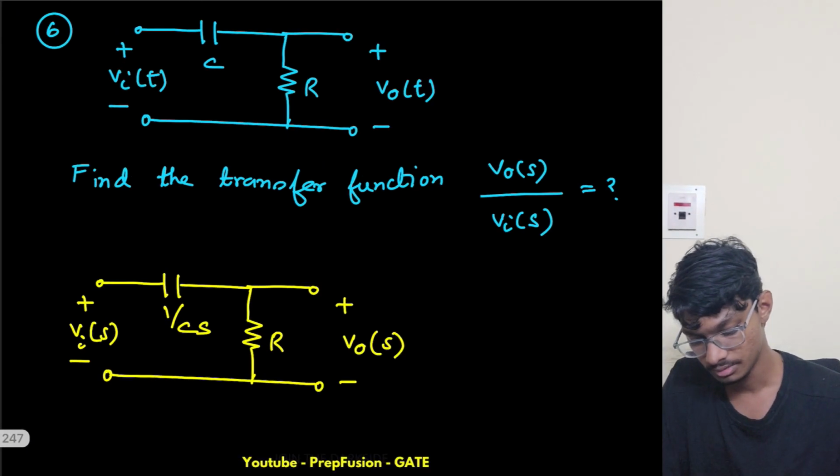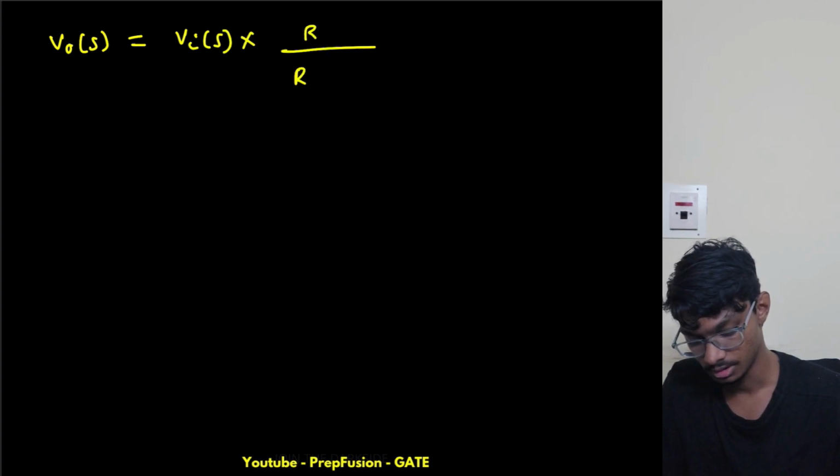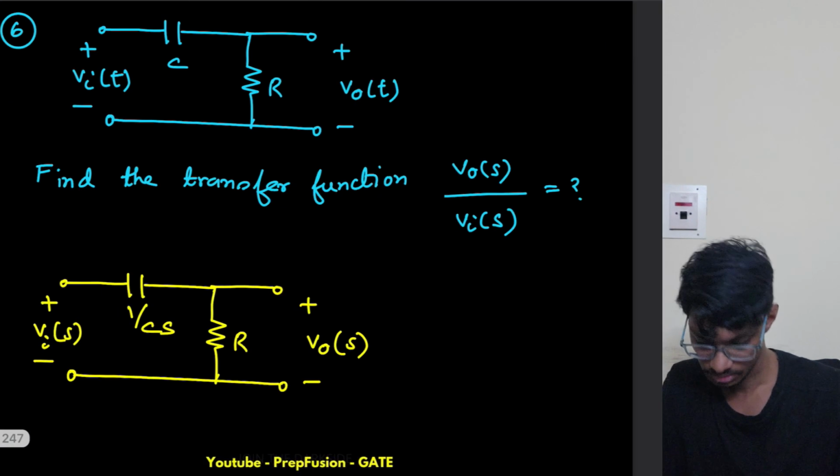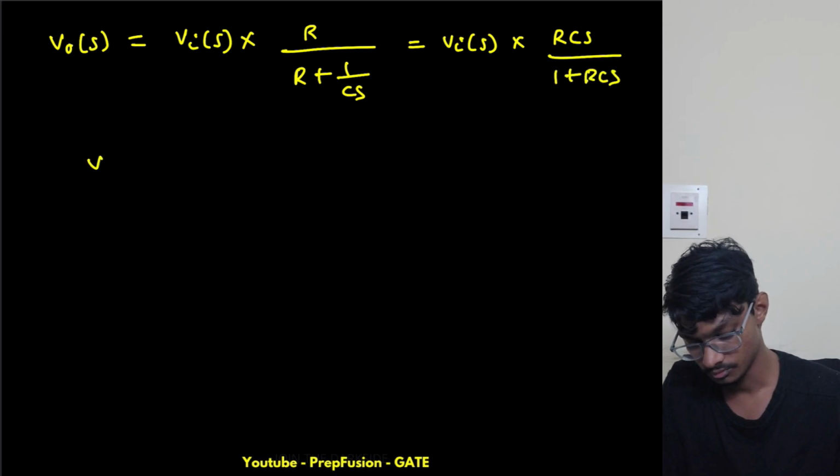This is simply a voltage divider, so this V of s will be simply voltage division times this R upon R plus 1 by Cs. What will be the transfer function T of s? Simply like this.